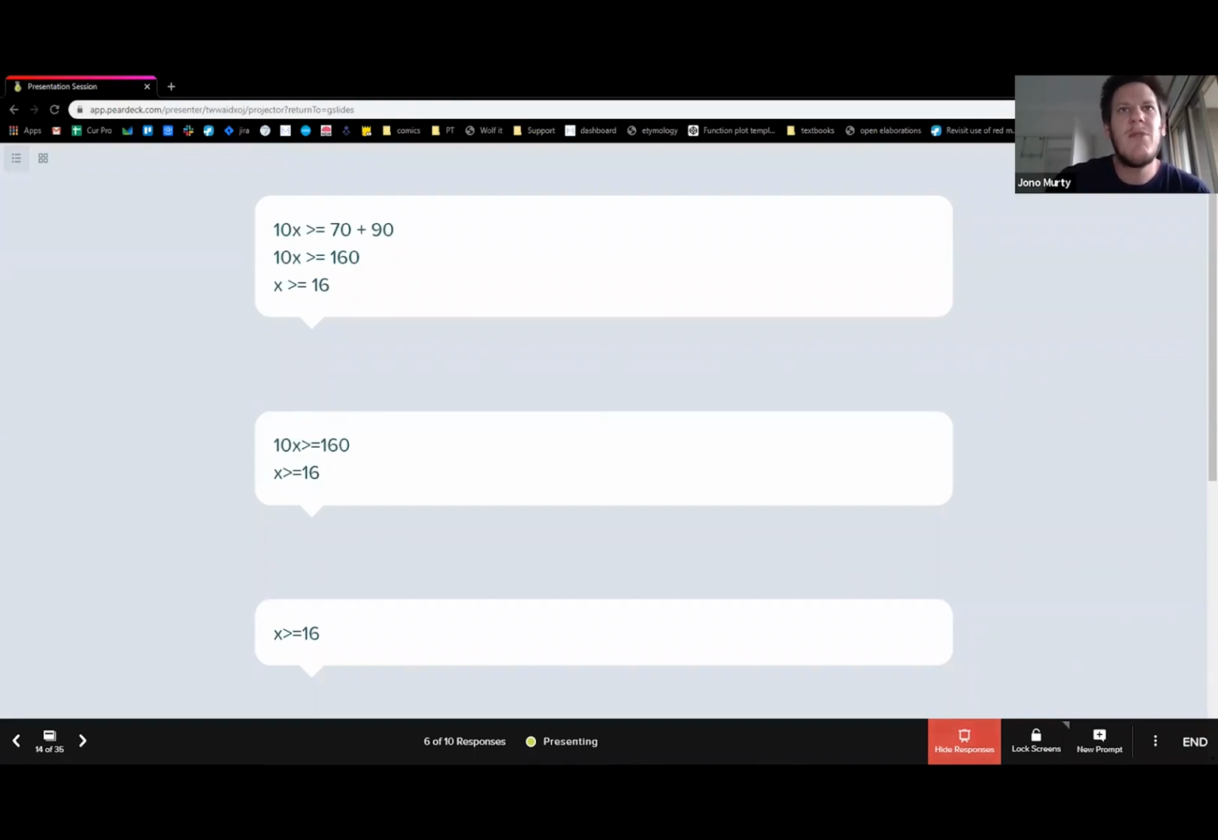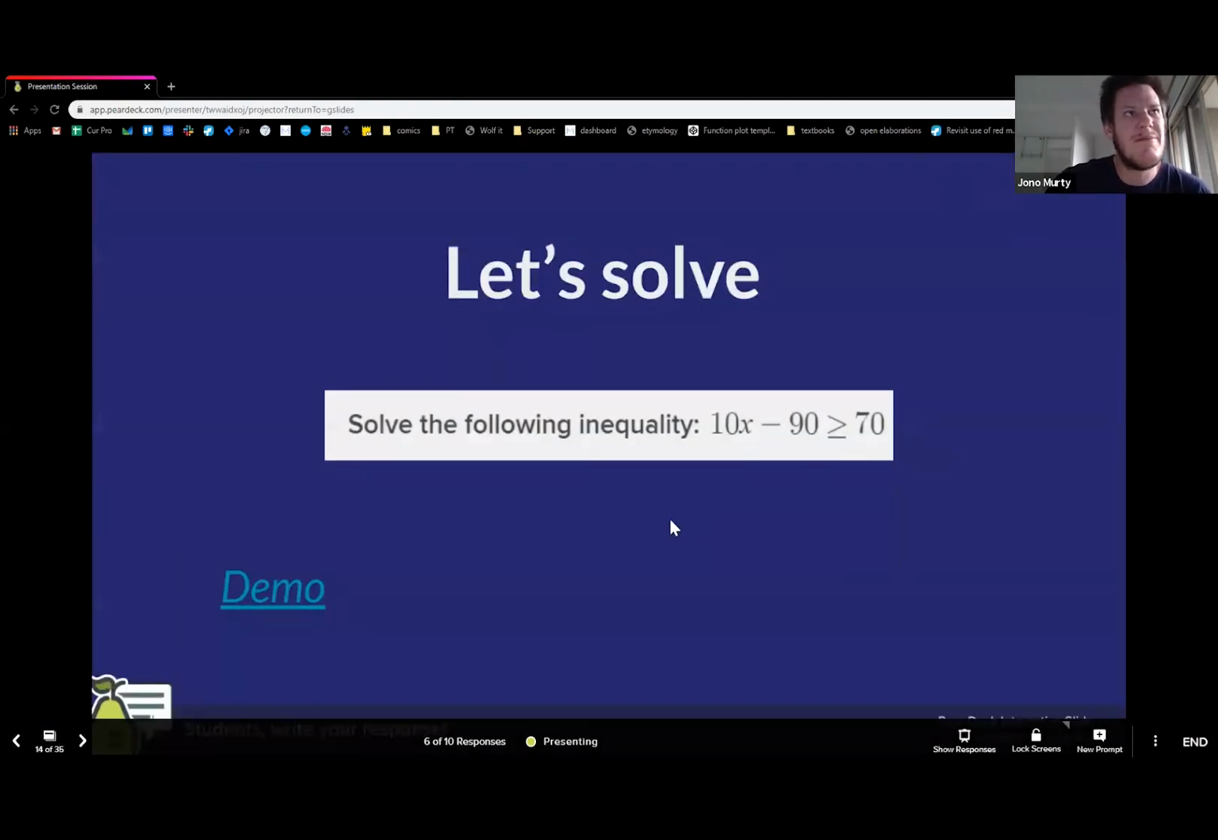Now we can test it. It's always worth testing. If, let's say 20 is greater than 16. If I have 20, I would have 10 times 20, which is 200. Take away 90 is 110, and that's definitely greater than or equal to 70. So we have it right. That's one of the beauties of equations and inequalities, is once you've done your working and you have your final answer, you can always test it and actually see if it's correct.